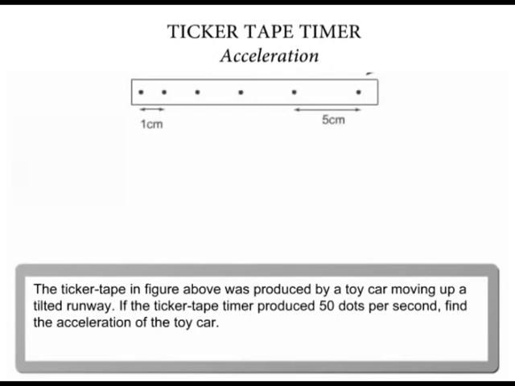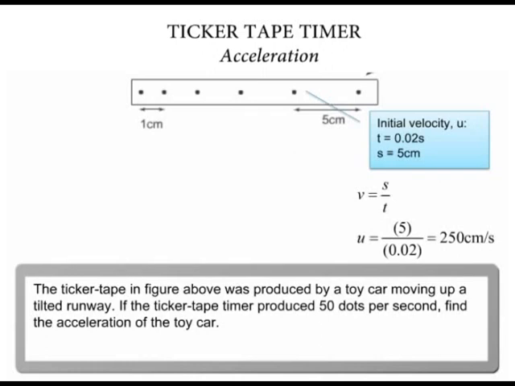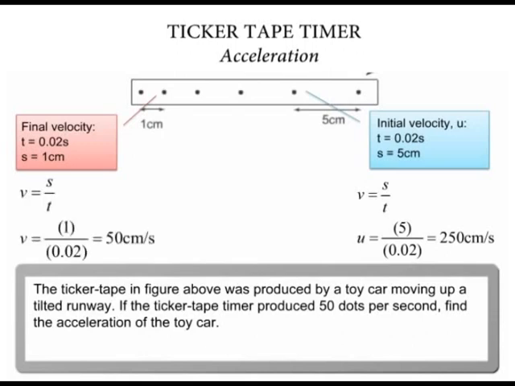So we need to find the initial velocity, final velocity, and the time taken for the velocity change. First dot, time is 0.02 seconds and the displacement is 5 centimeters. So u is 250 centimeters per second. Last tick, time is also 0.02 second and displacement is 1 centimeter, and therefore v is 50 centimeters per second.